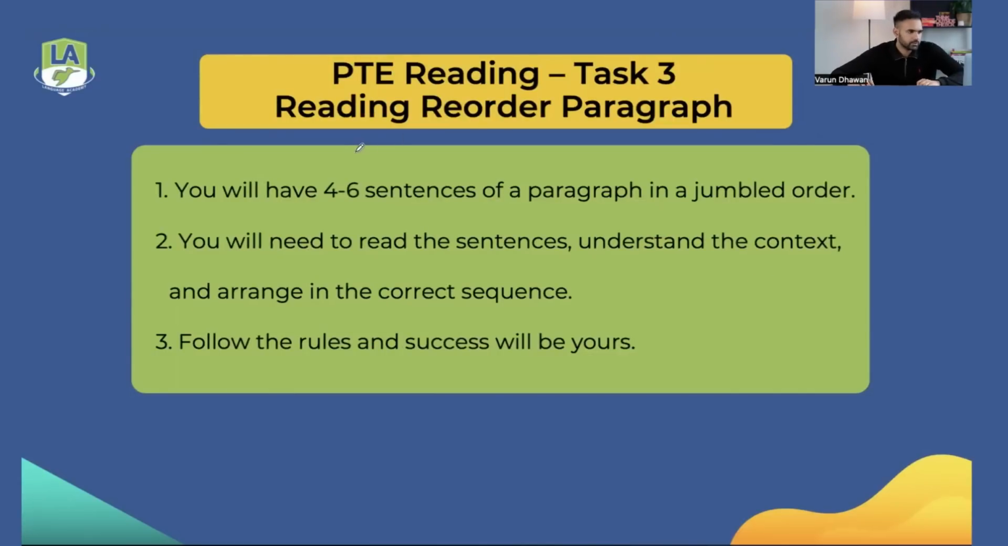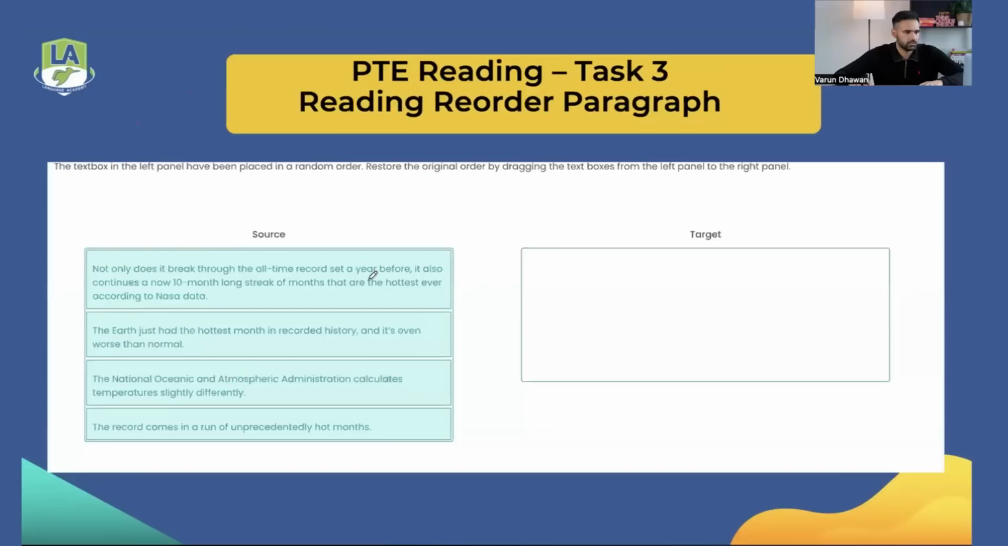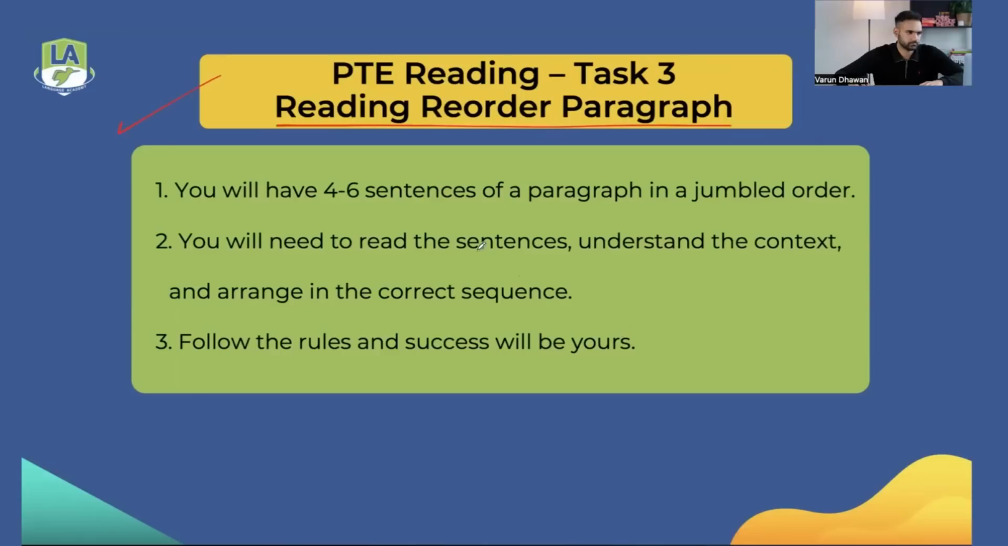All right, the third question of the reading module, super important. You have to work hard over here if you're aiming for a band 7 or 8. Reading reorder paragraphs. What happens here? You'll get 4, 5, or 6 sentences in jumbled order, in an incorrect order, or in a random order. You have to read the sentences, figure out the story, and then on the right hand side, locate and place them in the correct sequence.